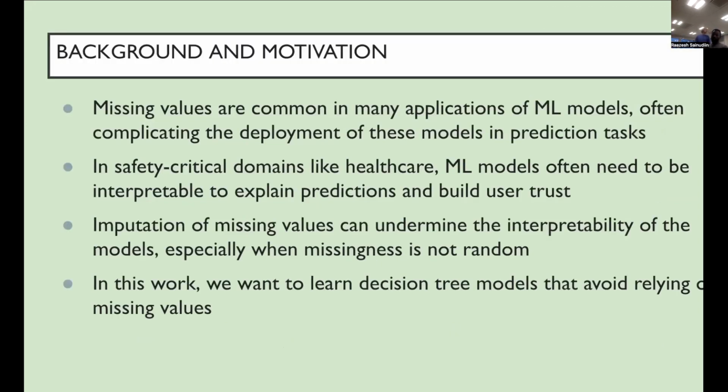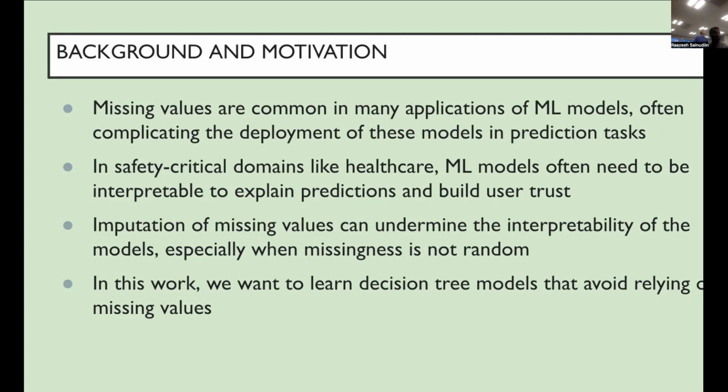Missing values are common in many applications of machine learning, and this often complicates deployment of these models in prediction tasks. In many safety critical domains, we want decision-making functions or models that are interpretable, which motivates our use of decision trees. And imputation of values can often bring problems downstream, especially if the missingness is not random, where there are maybe some relations in the missingness.